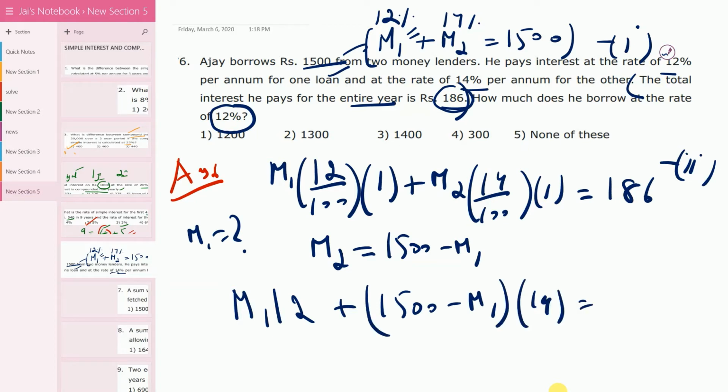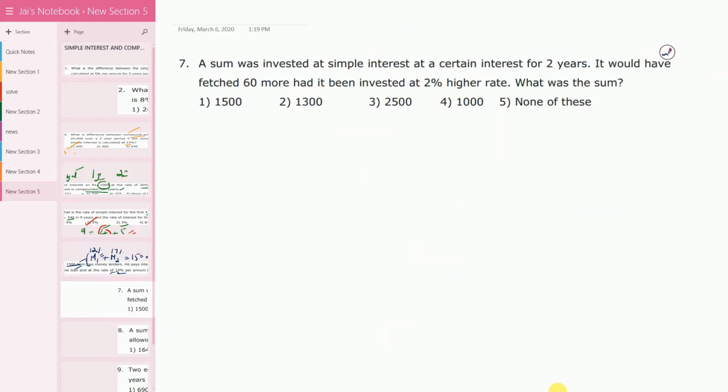To calculate the value of M1, let me show you. From this equation we will get the value of M1 to be nothing but rupees 1200. You can solve the question; I have not solved the entire equation. You can check the answers. Okay, so coming on to the next question.